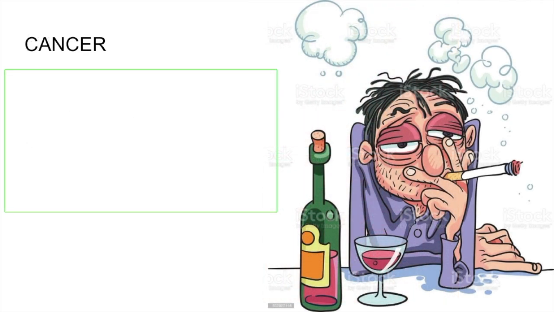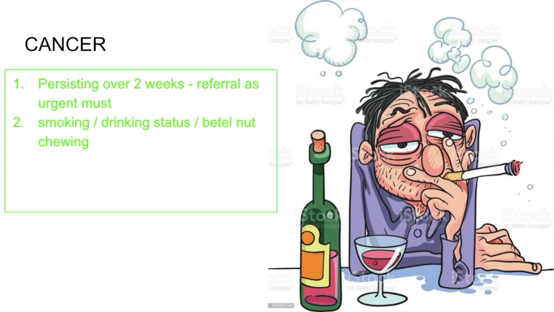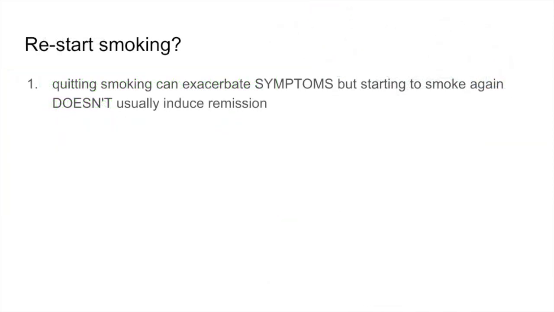So just for the purpose of eliminating cancer as a differential diagnosis, although this chapter is not about cancer, any ulcer that persists over 2 weeks, you need to refer as an urgent case. You should generally ask the patient about smoking, drinking, and betel nut chewing as well.